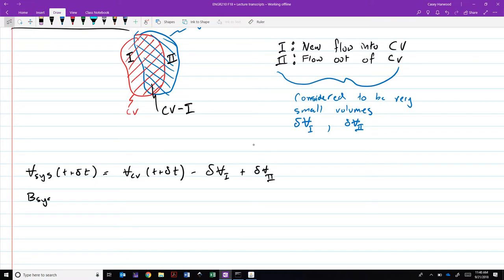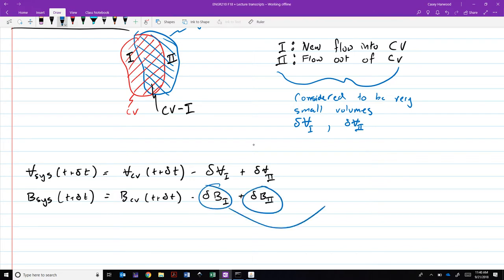Similarly, if we wanted to figure out how much of our extensive property is left in our system at this time step, we would say B of the control volume at t plus delta t minus B1 plus B2, where these represent the amount of whatever this extensive property is in regions 1 and 2.